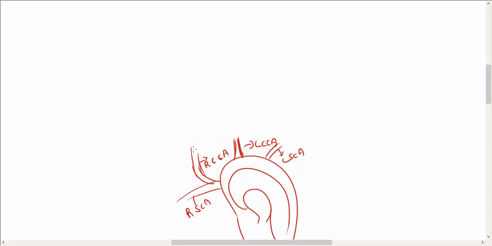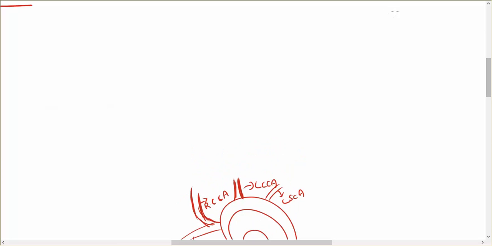Now let us concentrate on the carotid artery. Okay. So the right carotid artery comes from the brachiocephalic trunk, and the left carotid artery comes from the arch of aorta. Okay. Let us draw the skull. I am cutting the skull transversely.